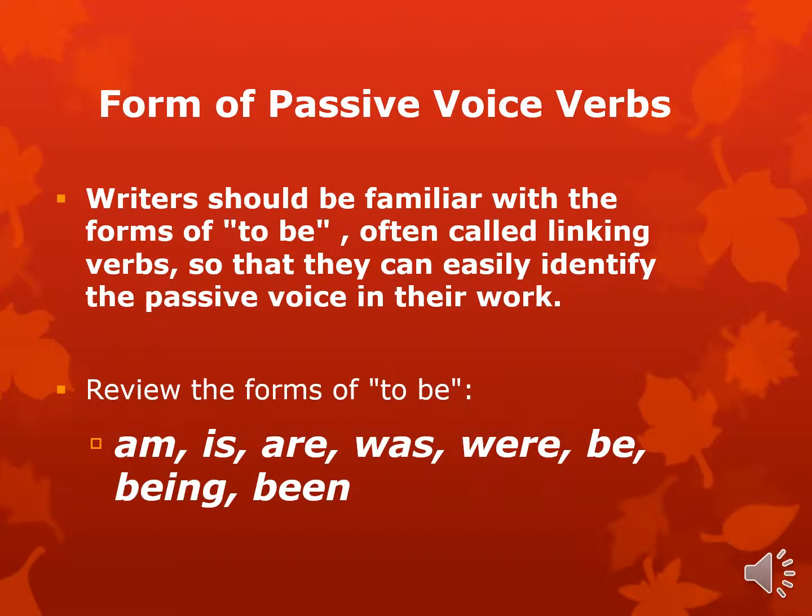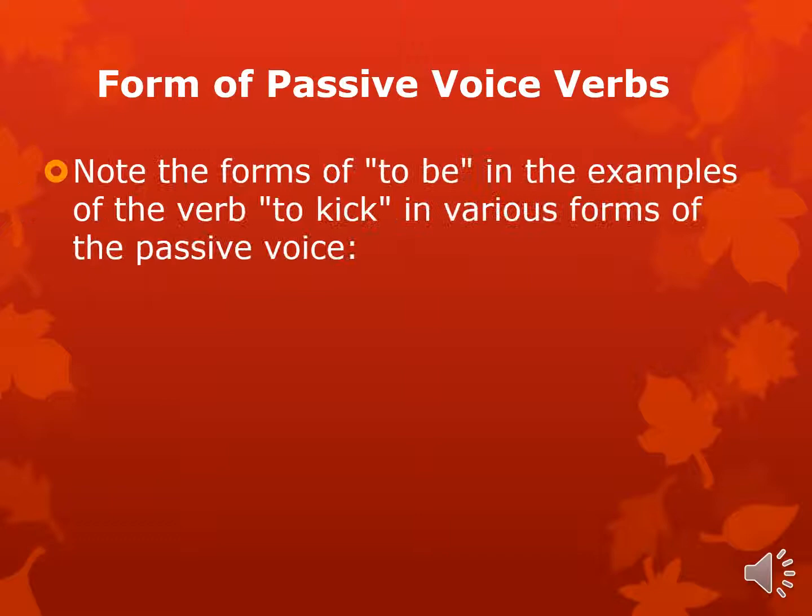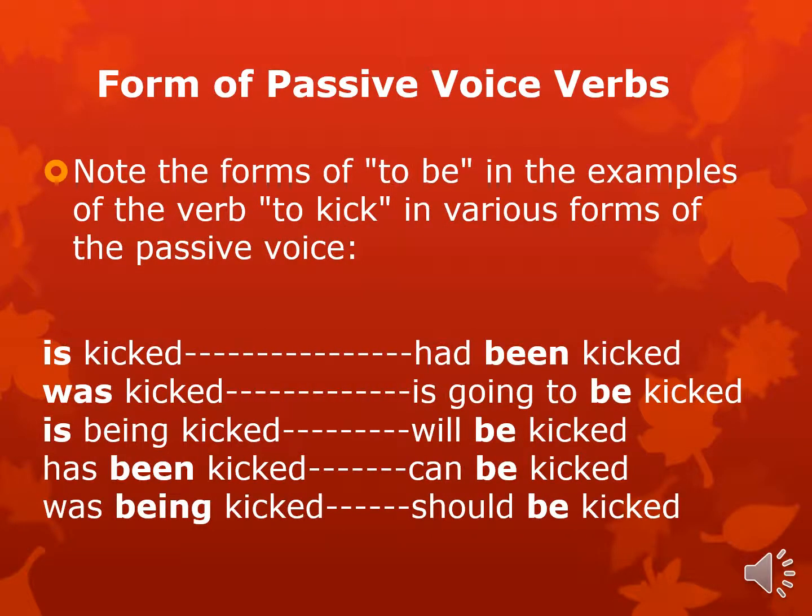Writers should be familiar with the forms of to be, which is often called linking verb, just to identify that this sentence is in the passive voice. So we have here some forms like is, are, was, were, be, being, or been. Have a look at these examples. For example, we have the word kick, to be plus kick. So is kicked or was kicked. Is being kicked, etc.